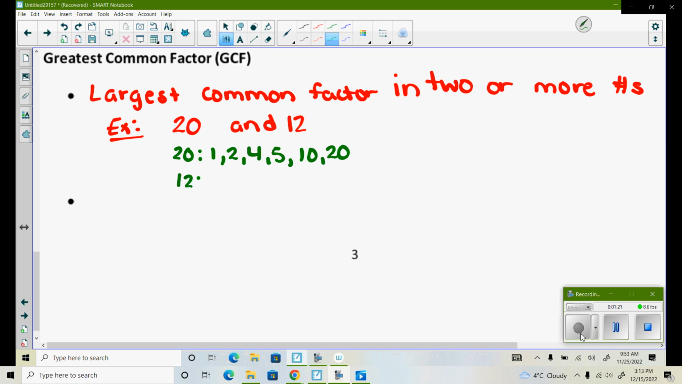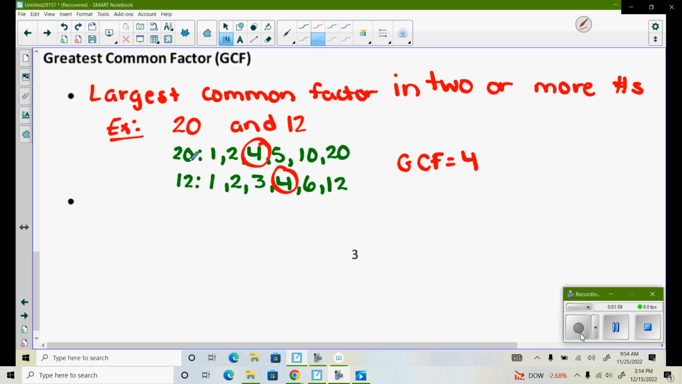Then I'm going to take 12. Well, we know that 1 evenly divides into 12. 2 also divides evenly into 12. 3 as well will divide evenly into 12, and so will 4. 5 can't. 6 can divide evenly into 12. And then our last number is 12 itself. So we have to find the biggest common factor between these two numbers. 2 is common, but it's not the largest one. Our largest common one would be 4. So that's your greatest common factor, 4, between 20 and 12.